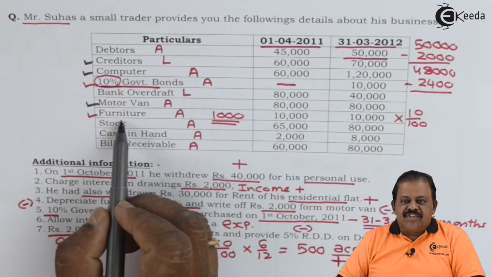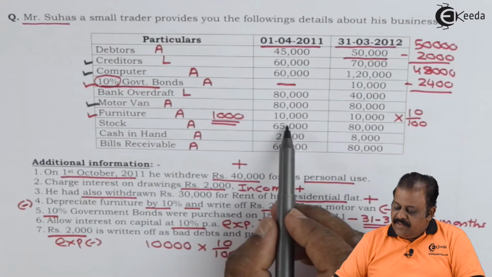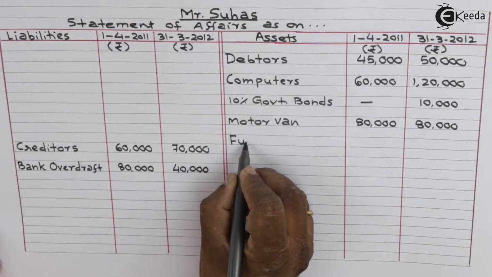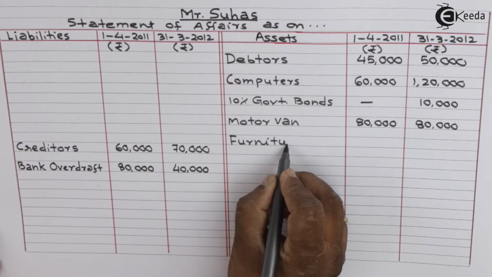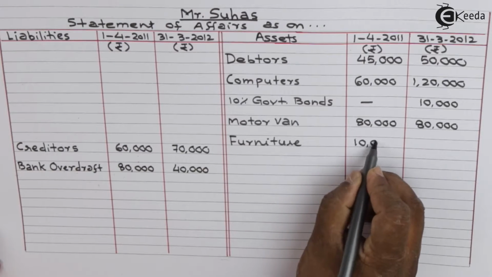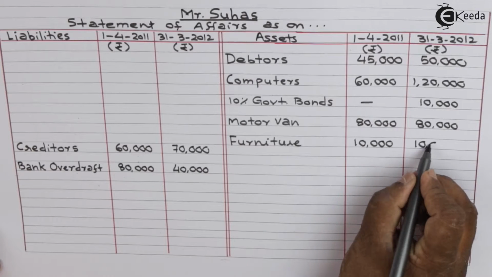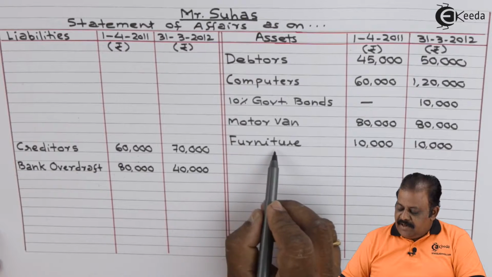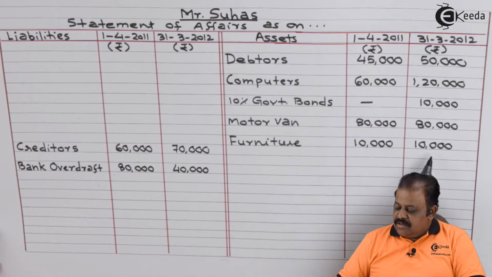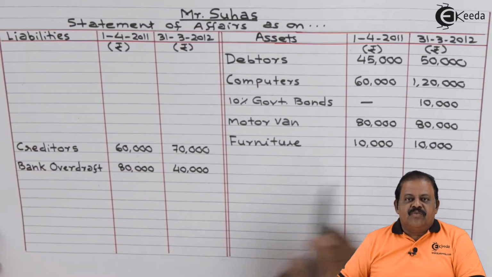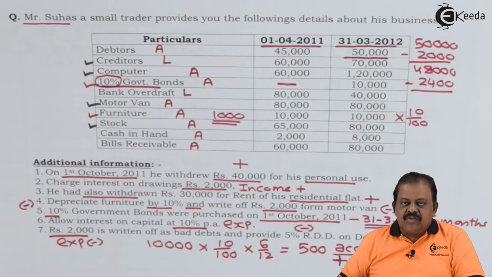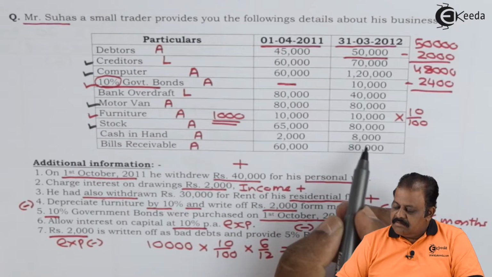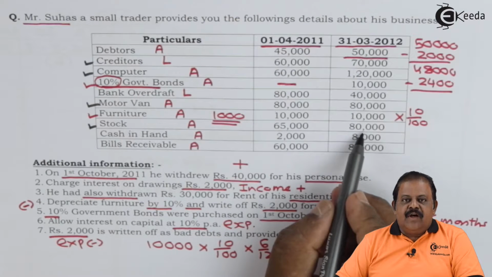Next, furniture, opening 10,000, closing 10,000. Asset side, furniture, opening 10,000, closing 10,000. Next, stock, opening 65,000, closing 80,000.